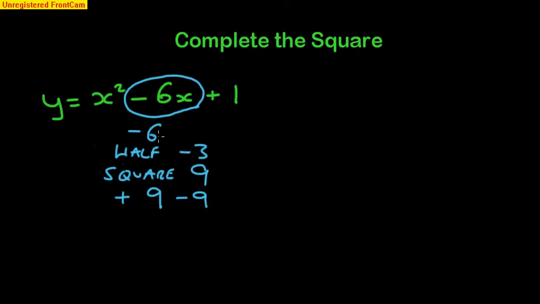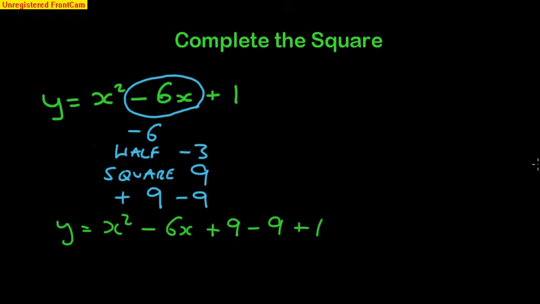Now let's see what we end up looking like. If we have our whole equation, we have y equals x squared, which stays the same as it was before, the -6x stays the same as it was before, and now we bring in the +9 and the -9. So I plus the 9 and minus the 9, and my +1 from the original is still on the end there. So you can see I haven't changed its value in any way. I've just added 9 and taken 9 away, so that's 0. Nothing changed in its value, but it just changes the way that it looks.